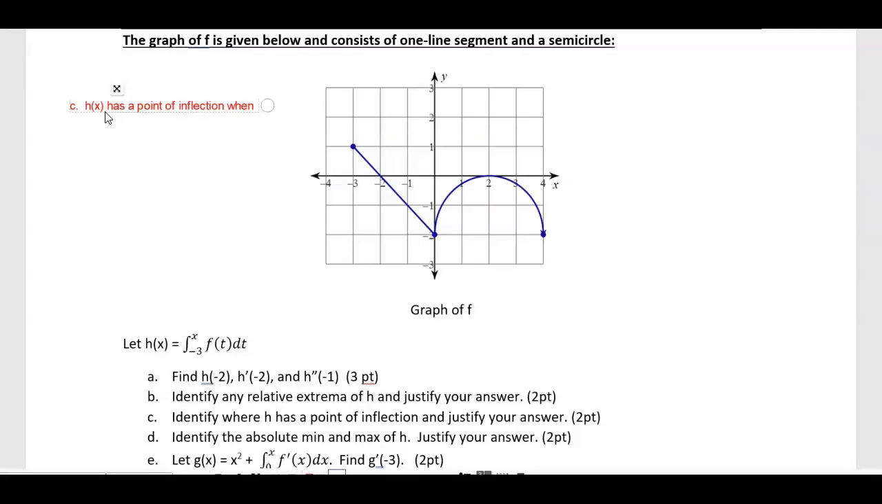So h of x has a point of inflection when h double prime of x, which equals what? F prime of x, which we saw in part A, remember, changes signs. Notice I'm not going to say changes from positive to negative or negative to positive. That's not necessary because it doesn't matter.